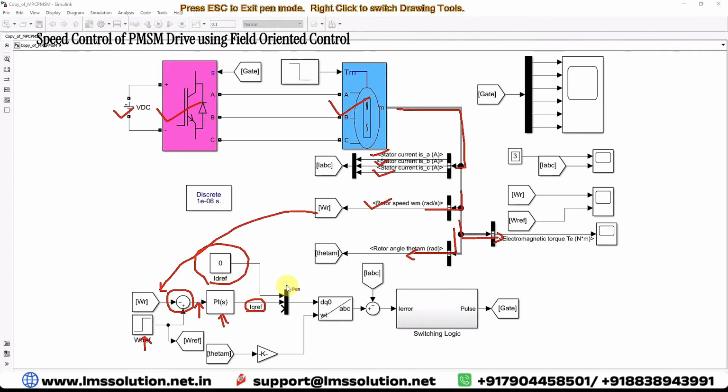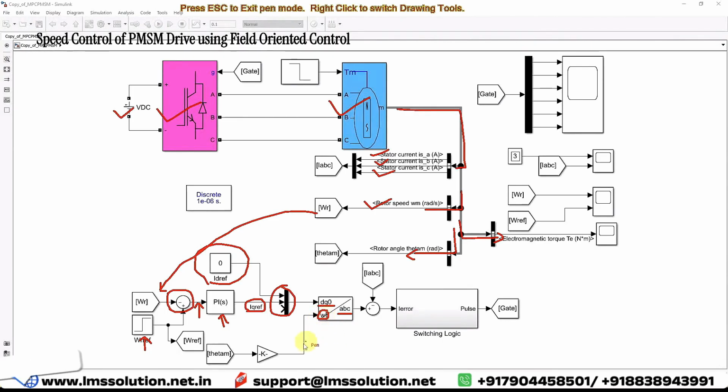Next I'm going to combine the ID reference and IQ reference by means of a mux block, and then convert them into ABC form by means of this DQ0 to ABC conversion. Here you need to provide another input, nothing but omega t, for the conversion of DQ0 to ABC.